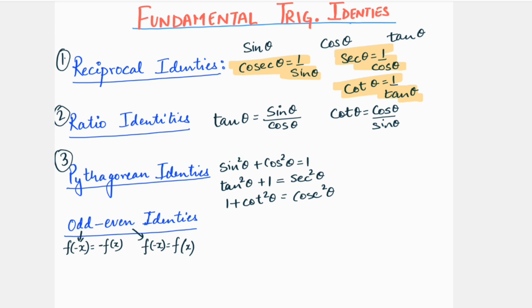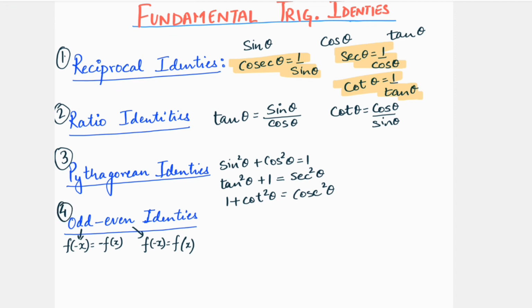I have explained and derived these in a different video, which I will link in the description below, so you can have a look at that if you want to see how that was derived. Now the fourth one, the last fundamental that we will be using today, is odd and even identities. Again, I have done a separate video on that, so you can go back and look at those. I'll put that in the description.